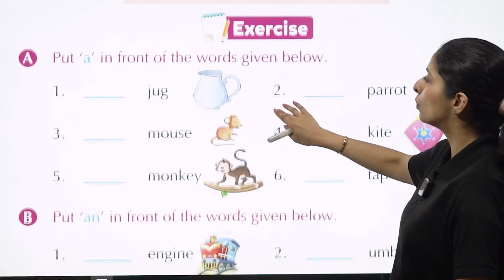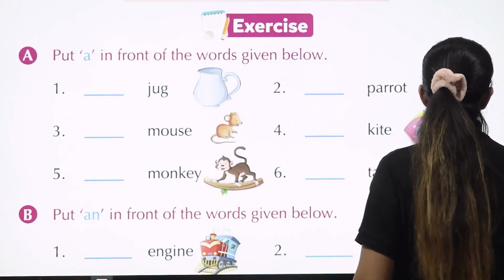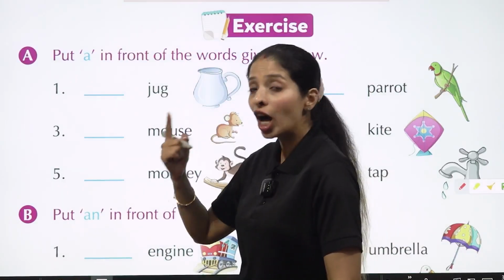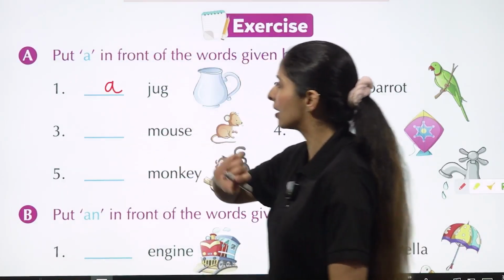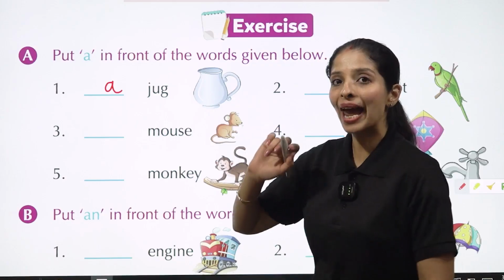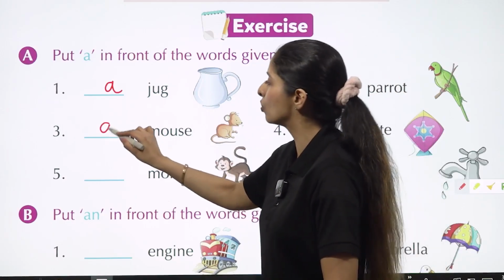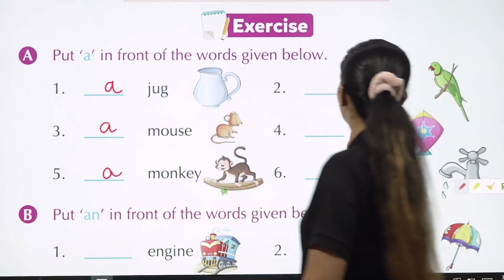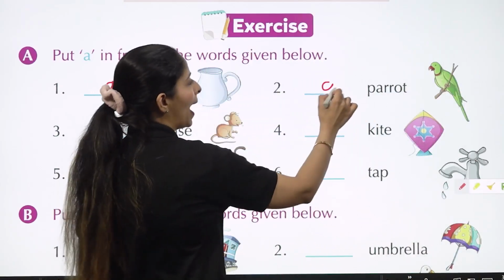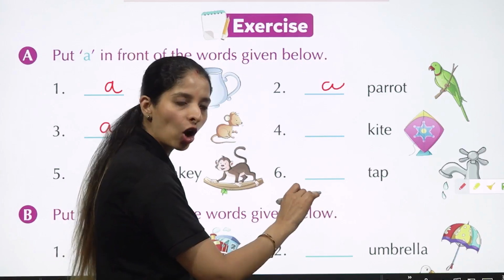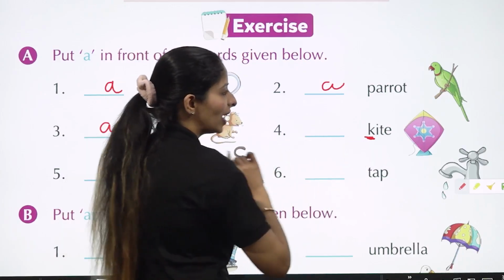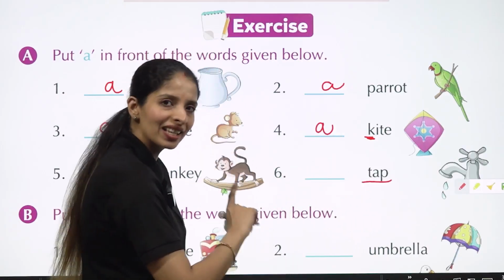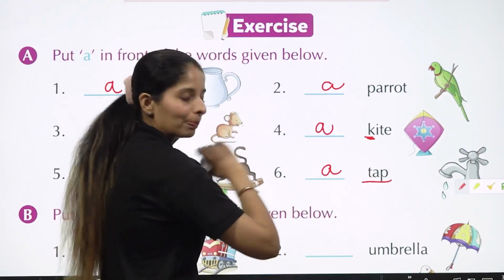Now, here you have to put a in front of the words given below. J is a consonant, so a jug. Mouse. M is a consonant, a mouse. M is a consonant, a monkey. P is a consonant, a parrot. K is a consonant, a kite. T is a consonant, a tap.